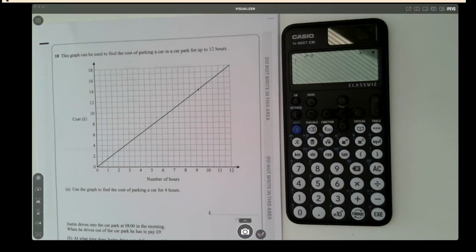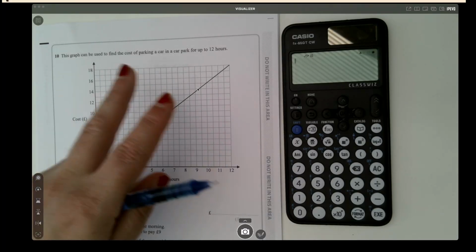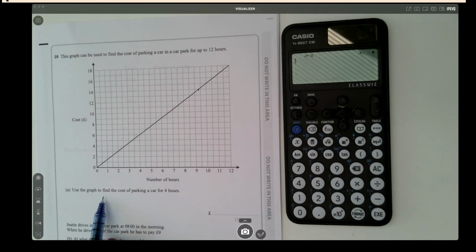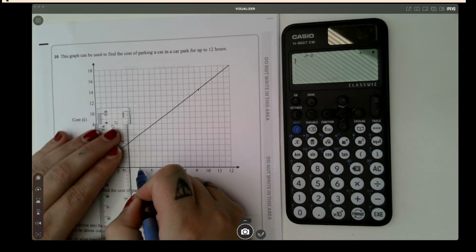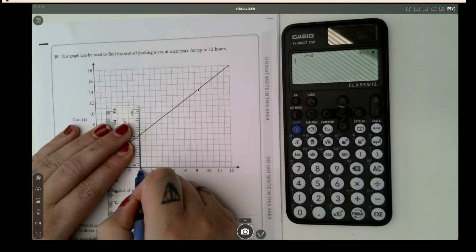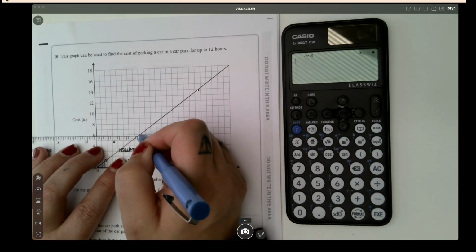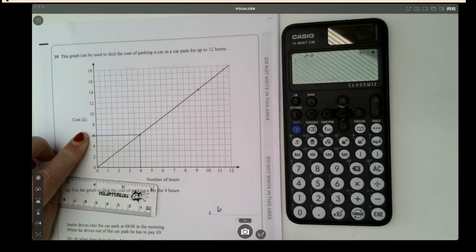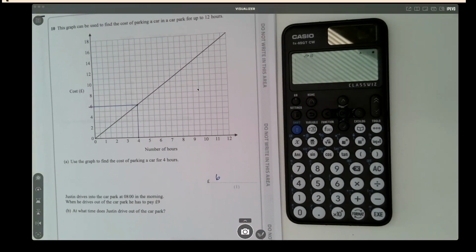Question 10. This graph can be used to find the cost of parking in a car park for up to 12 hours. So we have a conversion graph here. Part A, use the graph to find the cost of parking a car for 4 hours. So hours is along the bottom. We're going to go to 4, draw up to the line, and then draw across. So it costs £6 to park for 4 hours.